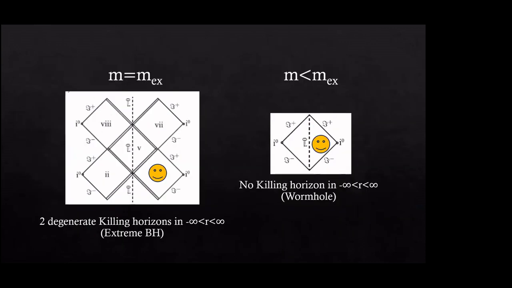And in the extremal case, there are 2 degenerate Killing horizons, 1 and 2. And if the mass is smaller than the extremal one, there is no horizon, and the space-time represents a wormhole like this.